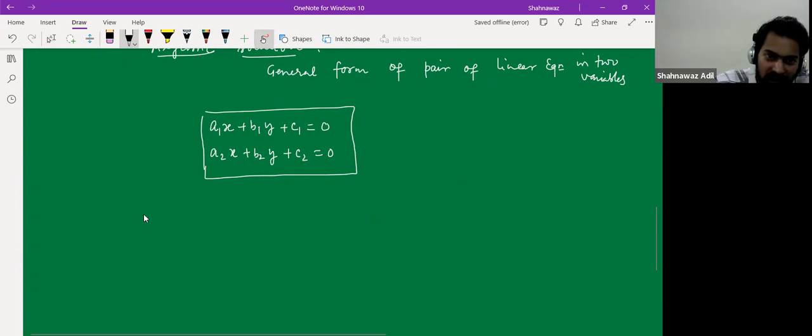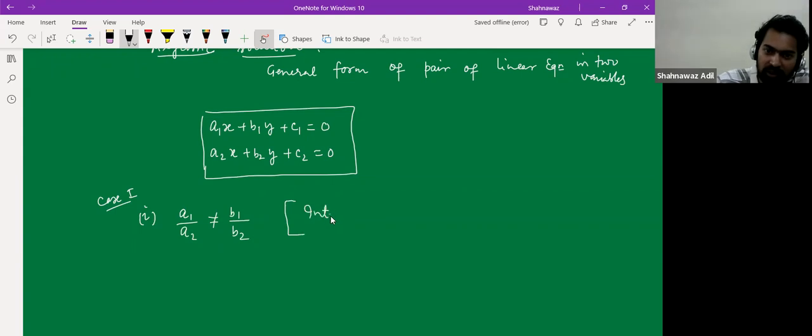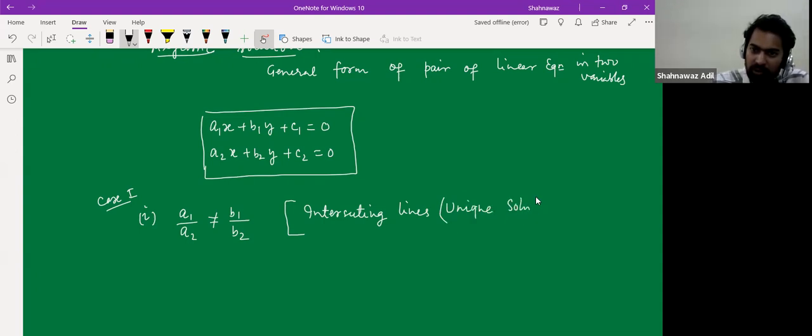So first case. Okay. If your A1 by A2 is not equal to B1 by B2, okay, so you get intersecting lines. Understood. Okay, sir. And intersecting lines means unique solution.